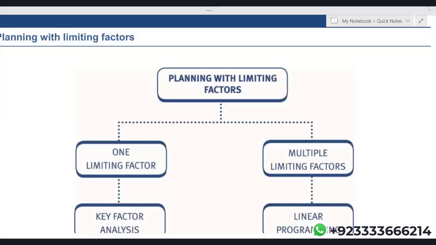Actually, in the short term, we know that fixed cost will not vary. It will remain the same. So maximization of profit means achieving the maximum contribution. So automatically, when the contribution is maximum, your profit will be maximum. So first we'll be discussing, in case of a single limiting factor, what should be done, how to make a production plan, how to make sure that contribution will be maximized. Then from the next class, we will be studying linear programming.